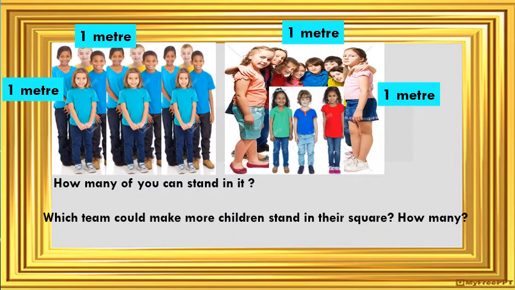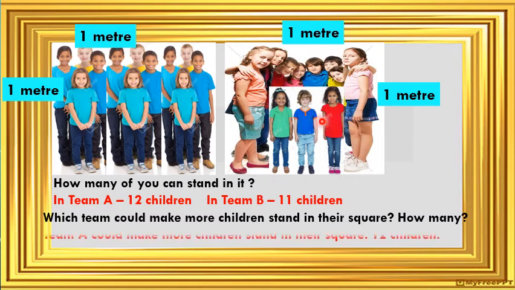Next question. How many of you can stand in a square of area 1 square meter? Answer is, as we can see in the picture, in Team A, 12 children are standing, whereas in Team B, 11 children are standing in a square of area 1 square meter. Next question. Which team could make more children stand in that square and how many? Answer is Team A could make more children, that is 12 children, stand in that square.